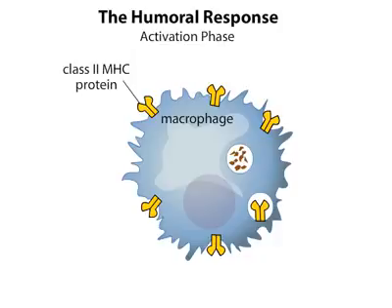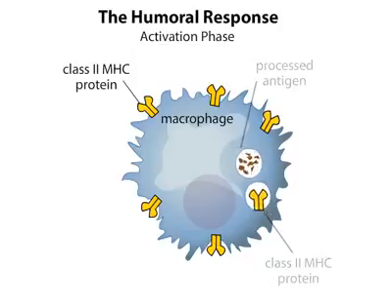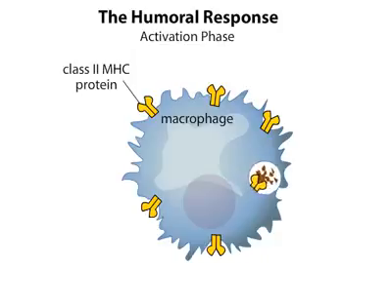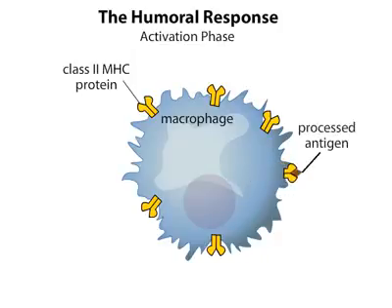Within the cell, the processed antigens combine with class II MHC proteins. The complex is displayed on the macrophage's plasma membrane. This display is known as antigen presentation, and macrophages are considered antigen-presenting cells.